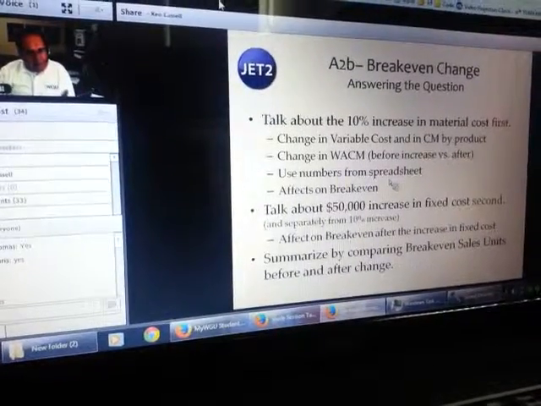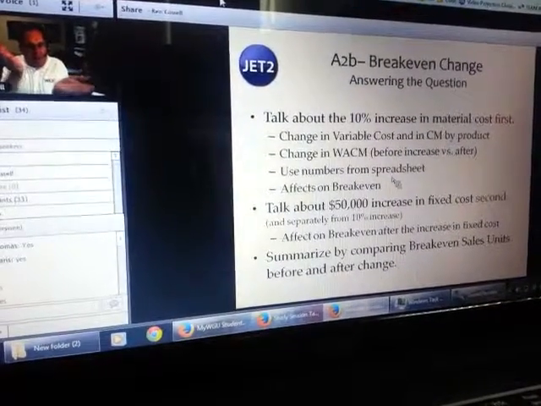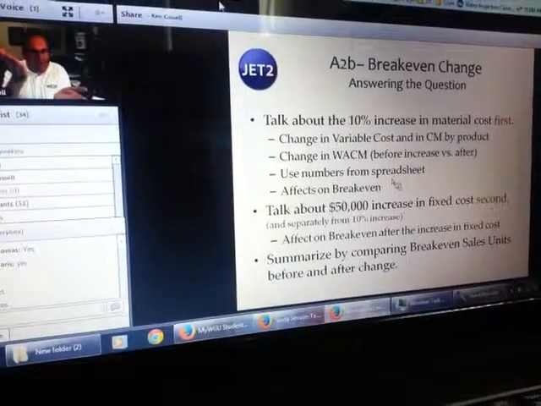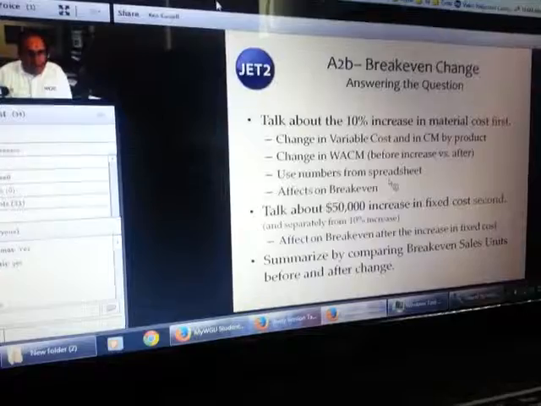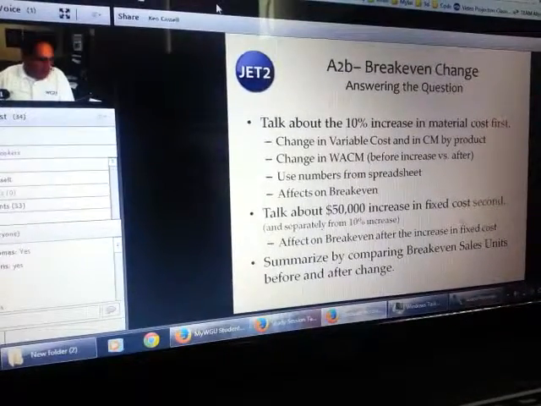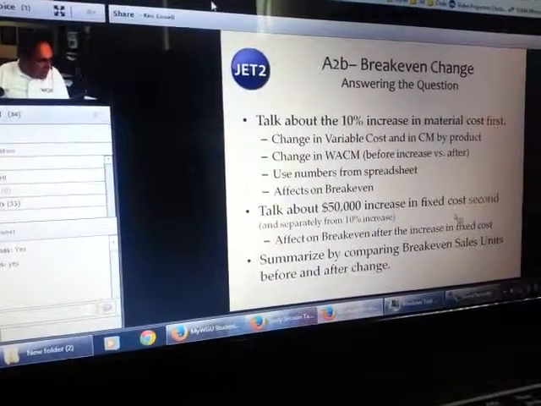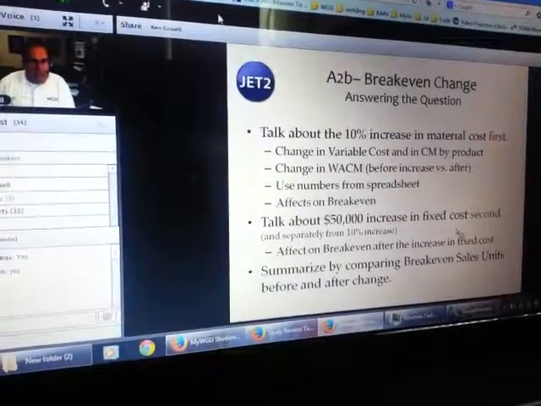And then you talk about the fixed costs going from $400,000 to $450,000. What are you going to do to get the contribution margin up to $450? And then summarize by the break-even sales mix. And that is task 4.